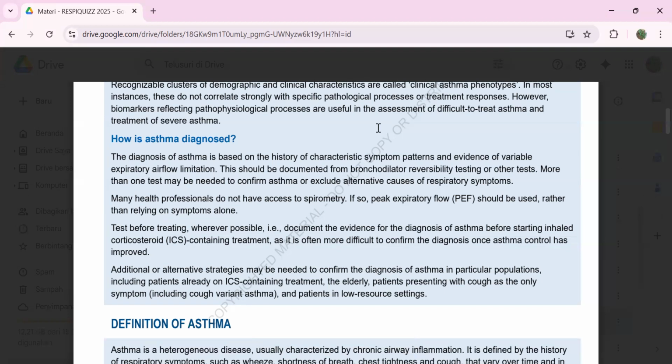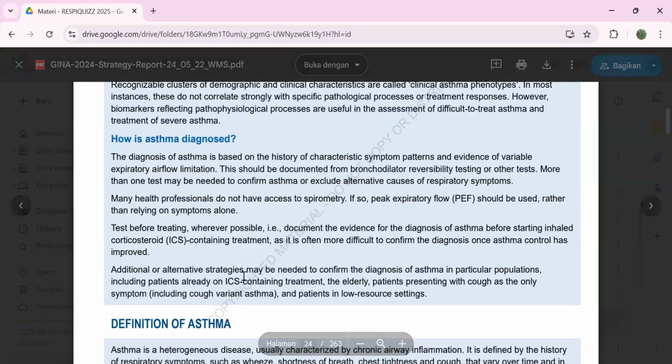Many health professionals do not have access to spirometry. If so, peak expiratory flow should be used, rather than relying on symptoms alone. Test before treating wherever possible. Document the evidence for the diagnosis of asthma before starting inhaled corticosteroid-containing treatment, as it is often more difficult to confirm the diagnosis once asthma control has improved. Additional or alternative strategies may be needed to confirm the diagnosis of asthma in particular populations, including patients already on ICS-containing treatment, the elderly, patients presenting with cough as the only symptom, including cough variant asthma, and patients in low resource settings.